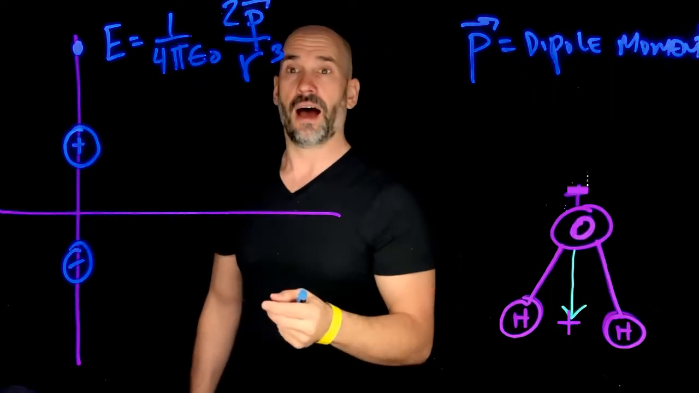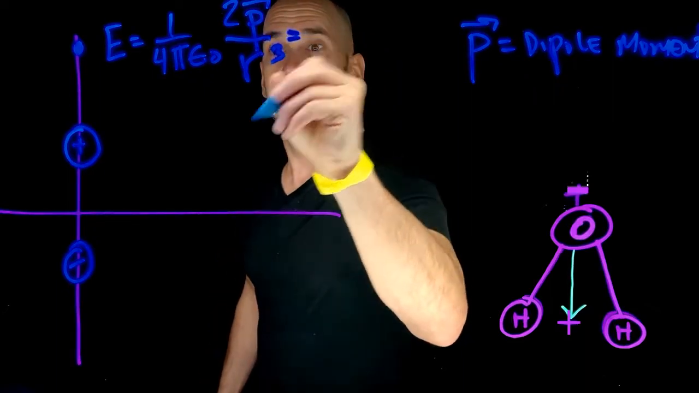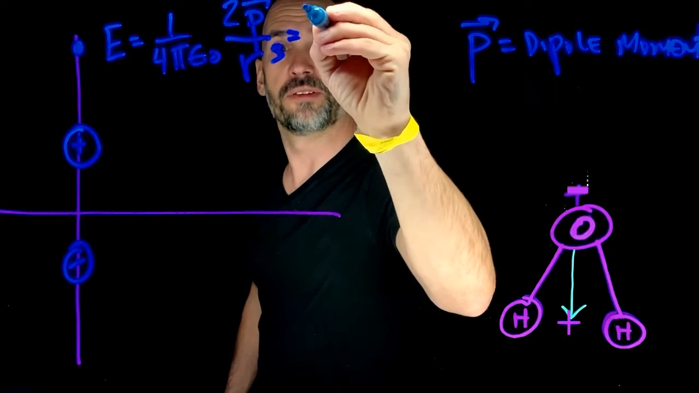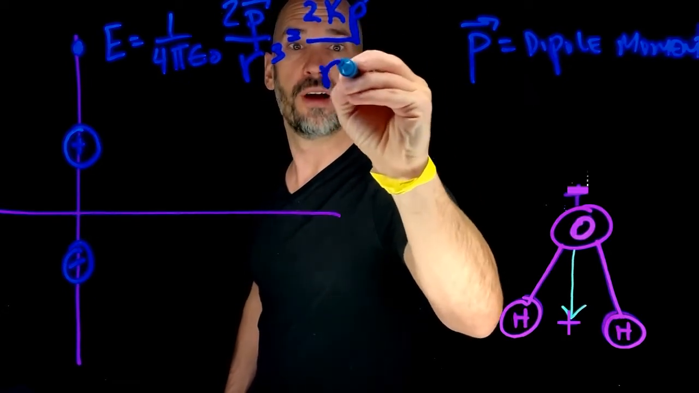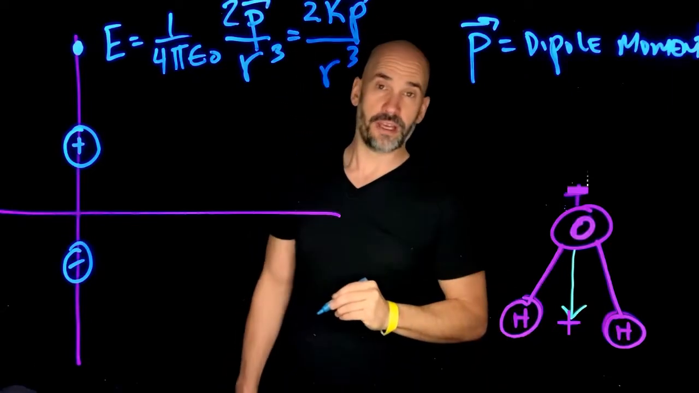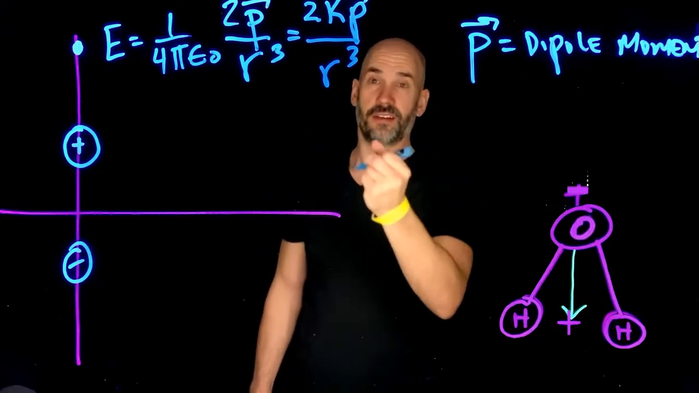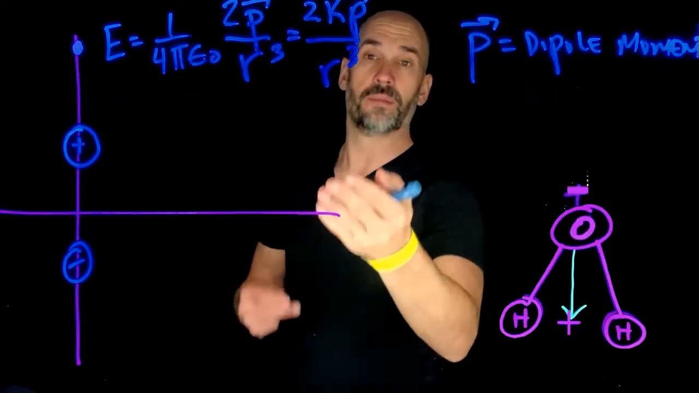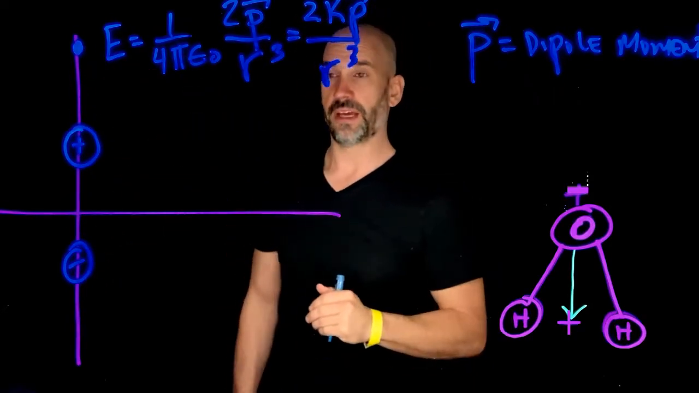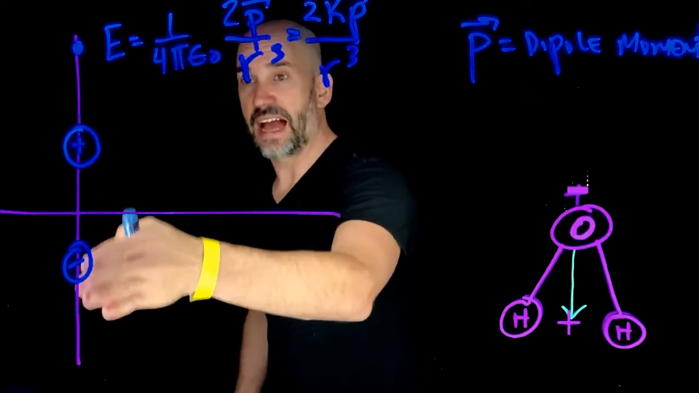All right. Once again, folks, this 1 over 4 pi epsilon 0 we replace with a k, so 2k times the dipole moment over r cubed. And now we have a formula that we can use to calculate the electric field due to a dipole at some distance away from the dipole. And once again, this is on the axis of the dipole.